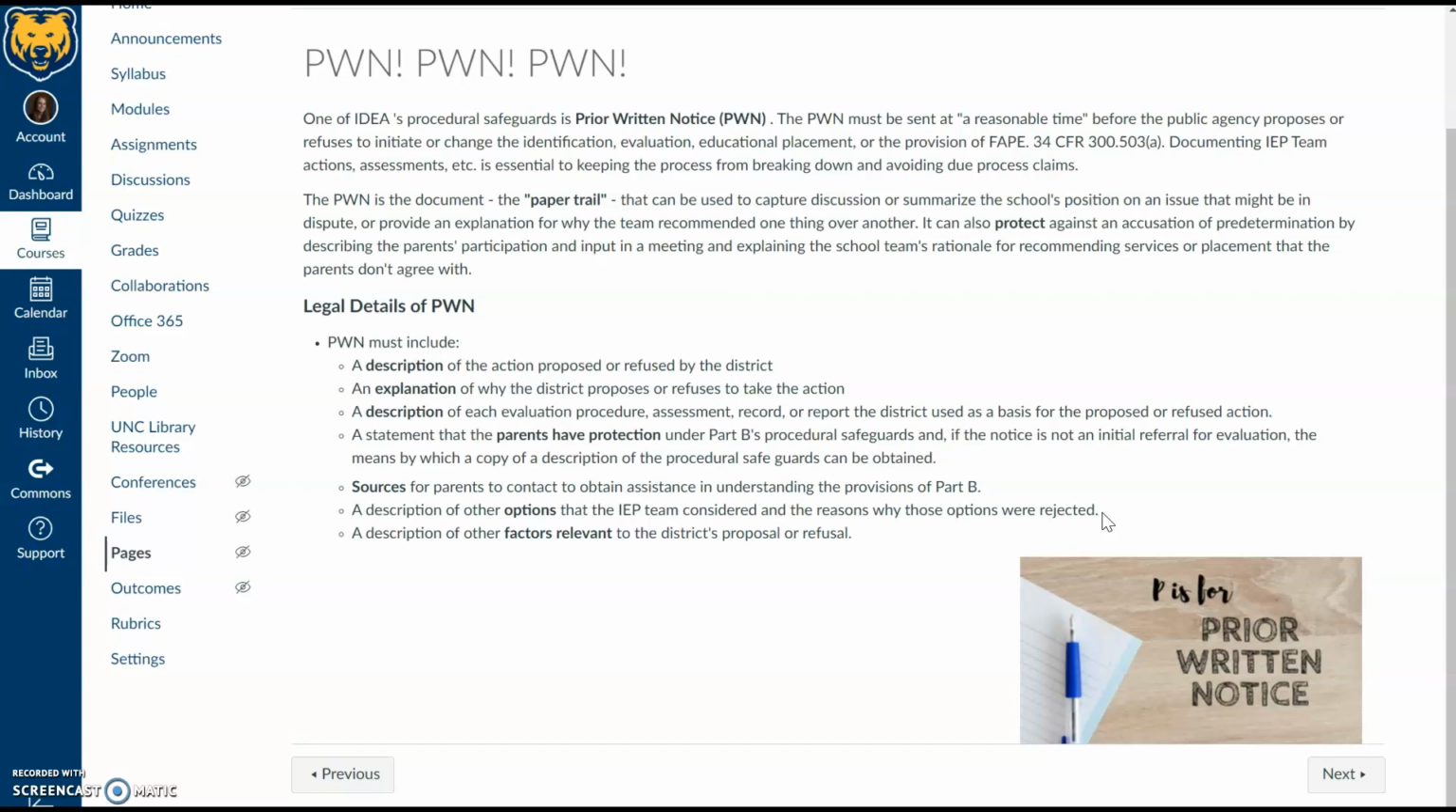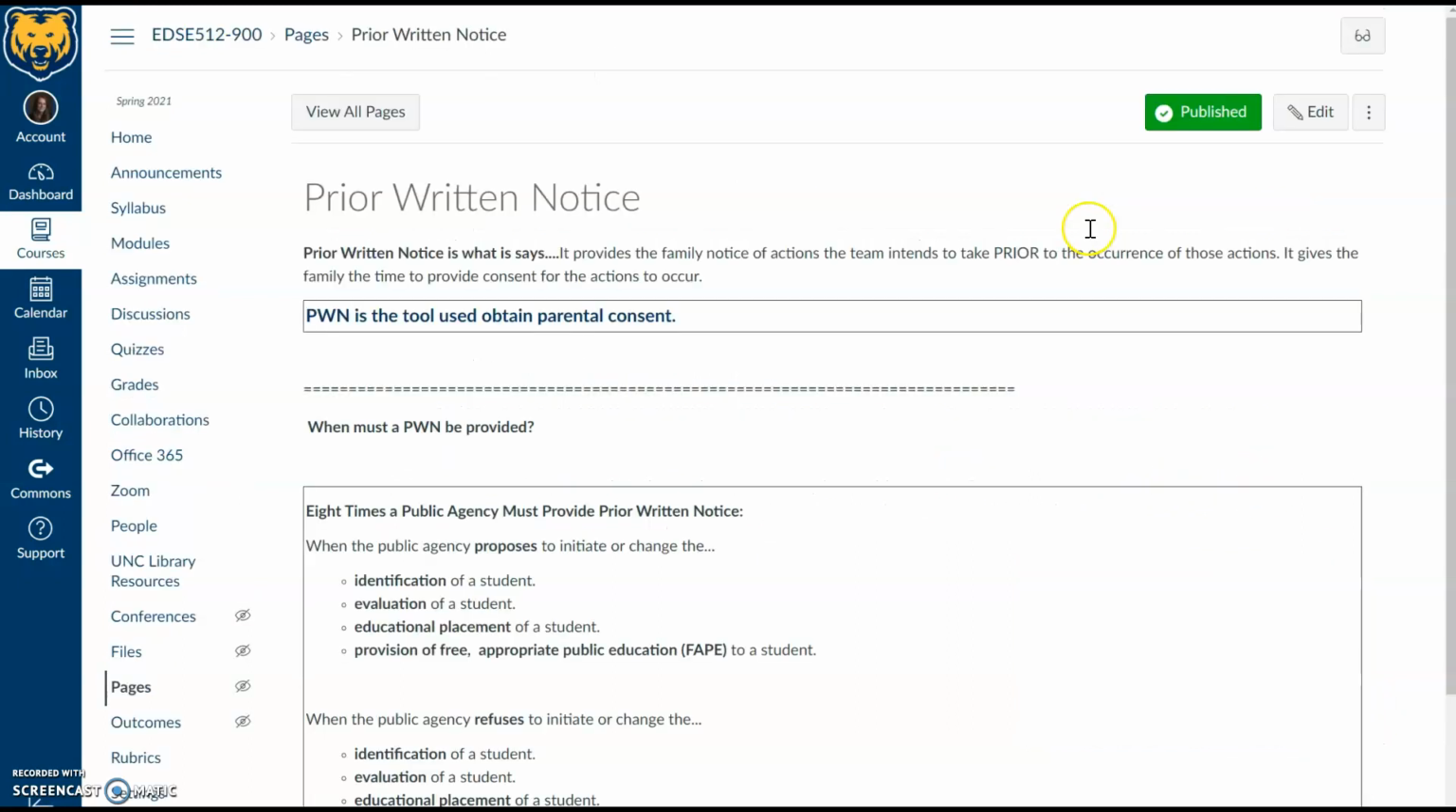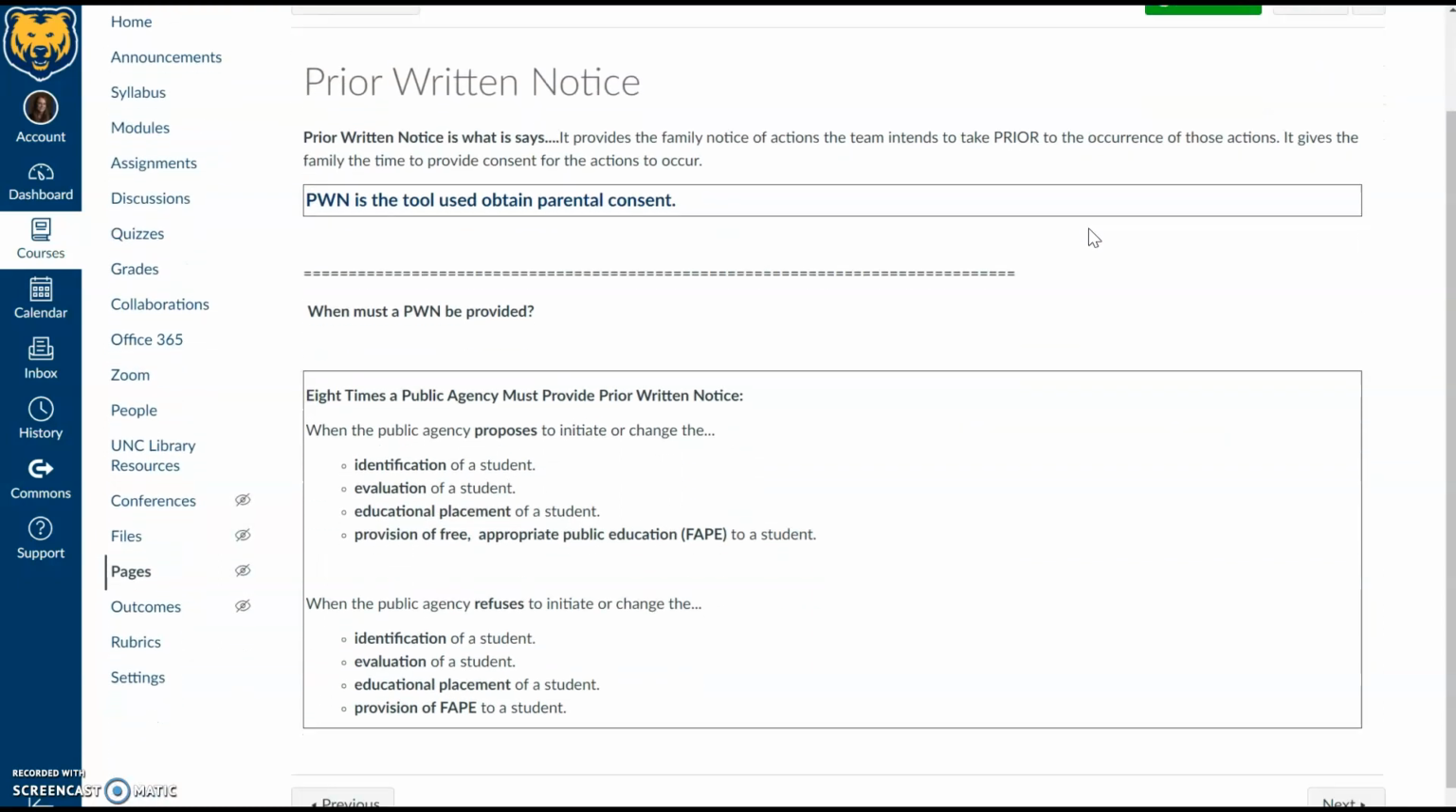And so it's always good to do one of these. If you're not sure if you should create a PWN and document a decision, your answer probably is yes. It's better safe than sorry. And we'll have the opportunity to do a PWN as we're working through the case study process.